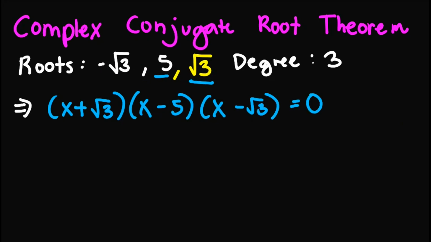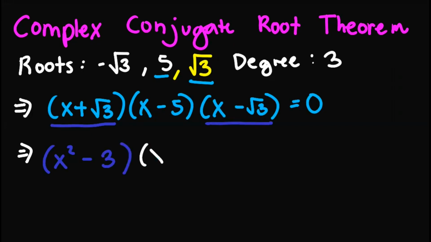Now to simplify this, we can first multiply x plus square root of 3 and x minus square root of 3, since this is a sum and difference. So its outcome will simply be square of the first term minus the square of the second term, which is 3, times x minus 5 equals 0.